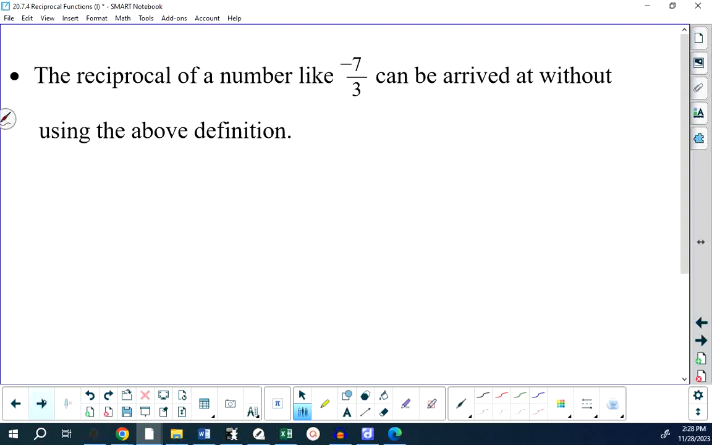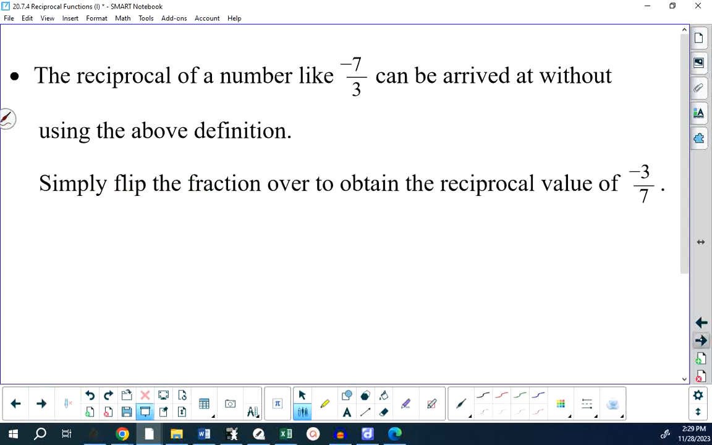If you have a number that's already a fraction, like negative 7/3, and I say, what is the reciprocal of it? Could we use the definition that I've just given you and say, I'm going to take 1 over negative 7/3? Yes, you could. And then you would say, this is a complex fraction, so I'm going to multiply the top and the bottom by 3 so that these cancel, and I'm left with 3 over negative 7. But you don't have to use that definition of 1 over to get the reciprocal here. You can just flip it.